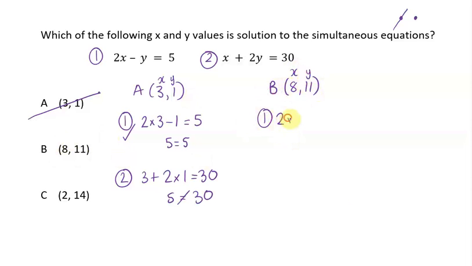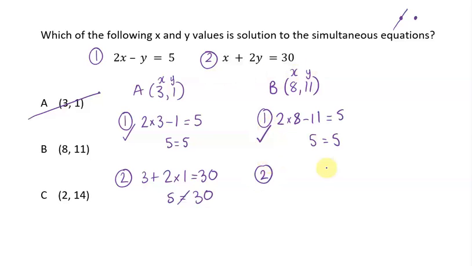We have 2 times x, which is 8, minus y, which is 11. 2 times 8 minus 11. And we're checking to see if that equals 5. 2 times 8 is 16. 16 take away 11, that's 5. 5 equals 5. So that means our point (8, 11) is also a solution of our first equation. So we can tick that one. But we need to check to see if it's a solution of the second equation as well.